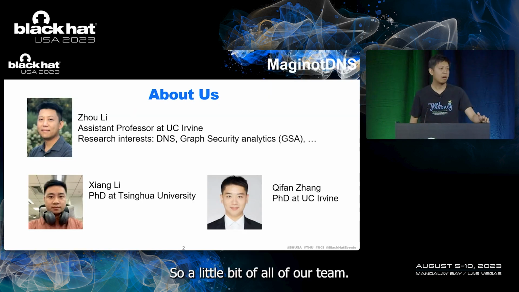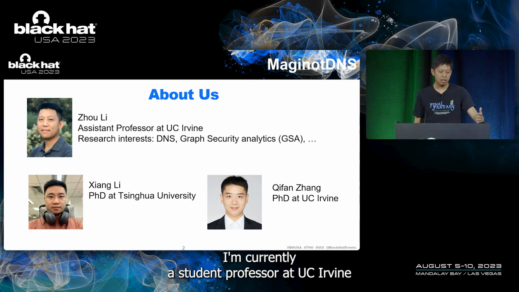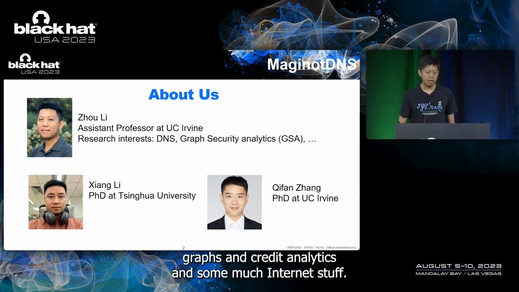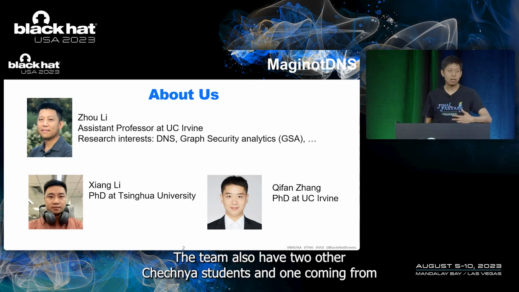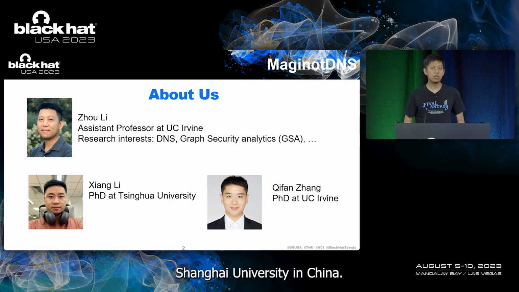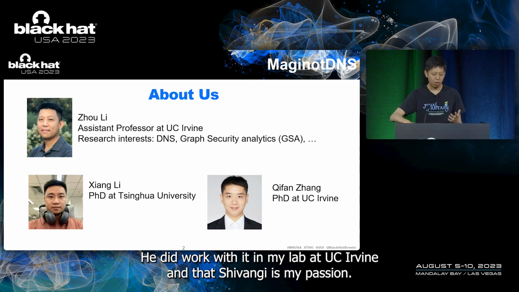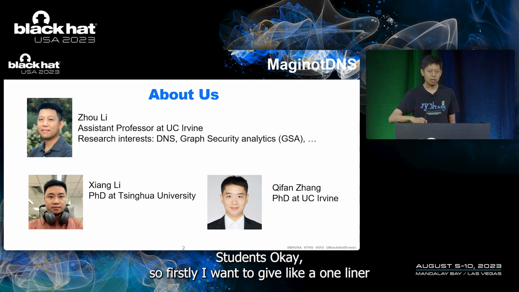So a little bit about our team. I'm currently an assistant professor at UC Irvine, and I do a lot of research in cybersecurity, mainly focusing on DNS, graph security analytics, and some machine learning stuff. The team also has two PhD students, one coming from Tsinghua University in China, Xiang. He's a hardcore DNS guy. He did work visiting my lab at UC Irvine, and Qifan Zhang is my PhD student.